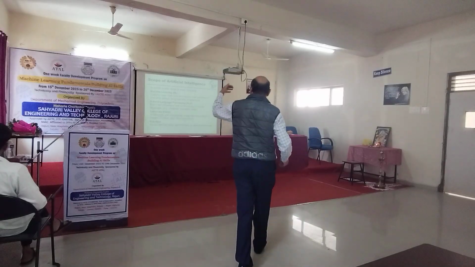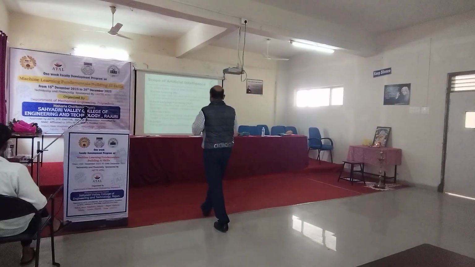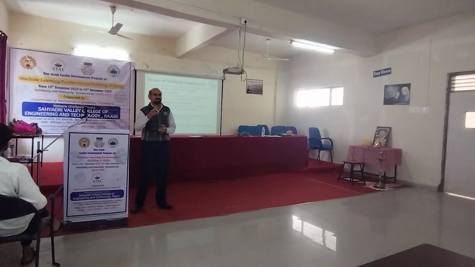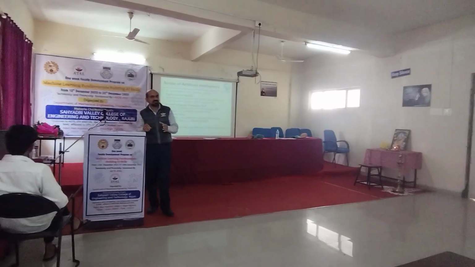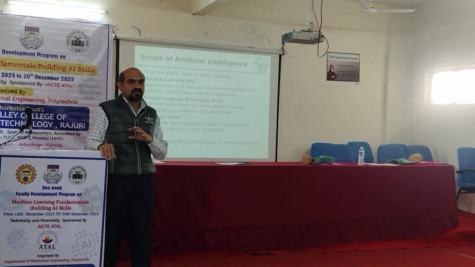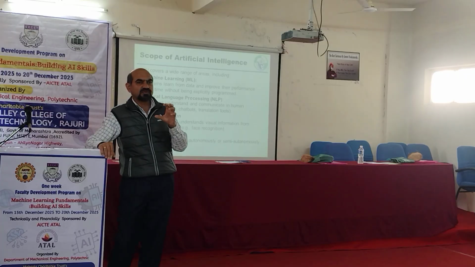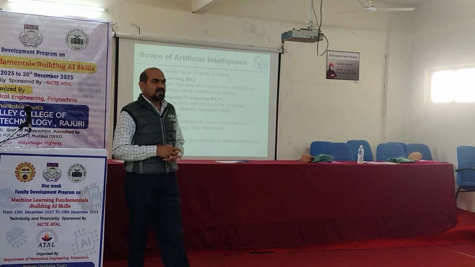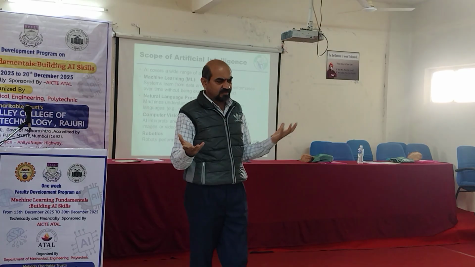So where are these areas, or where is the scope? First is machine learning. It means you can start with or experience the data. This is the first scope of AI. Second is natural language processing. You can see the banking applications.